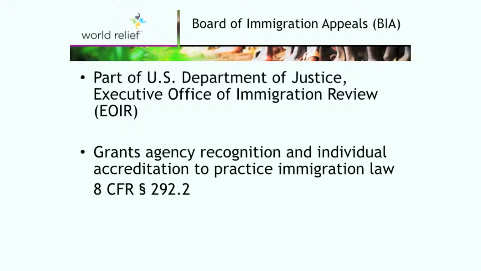So the Board of Immigration Appeals is part of the Department of Justice and part of the Executive Office of Immigration Review. The Board of Immigration Appeals acts as the appeals court for immigration, and they also grant agency recognition and personal accreditation.